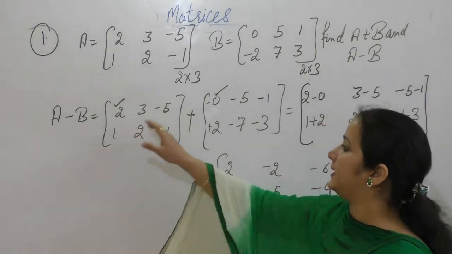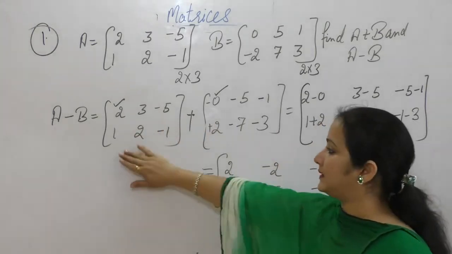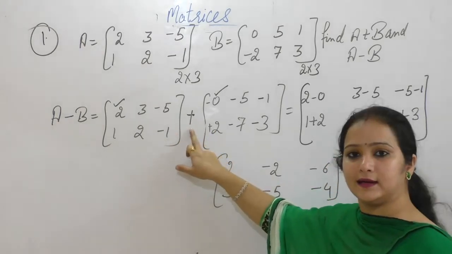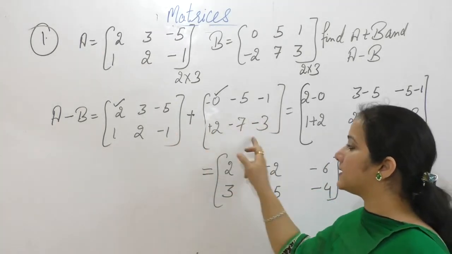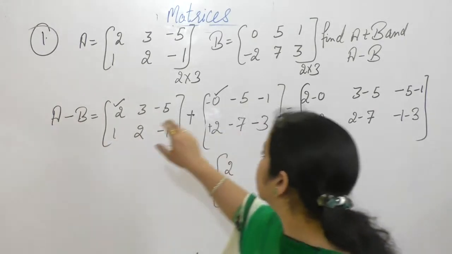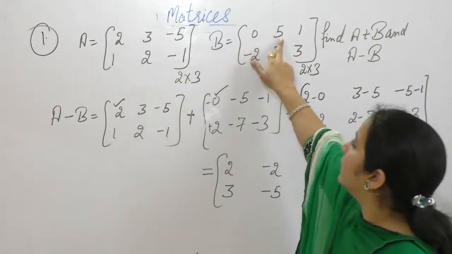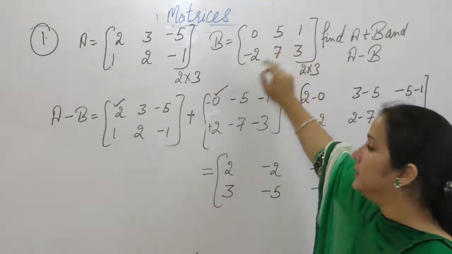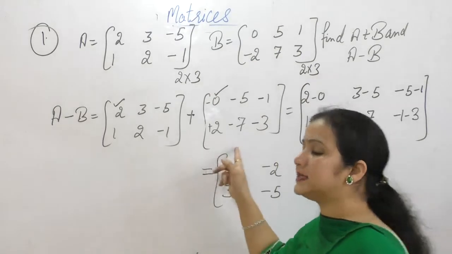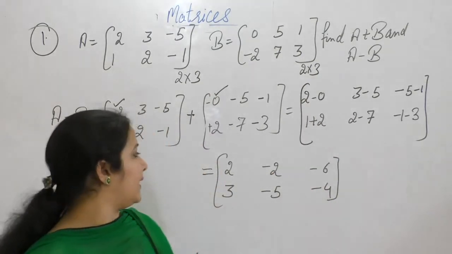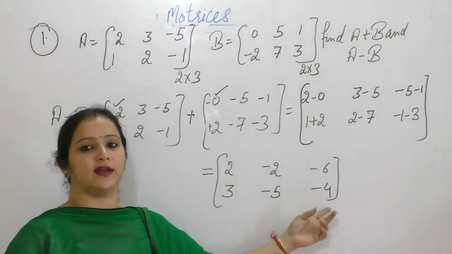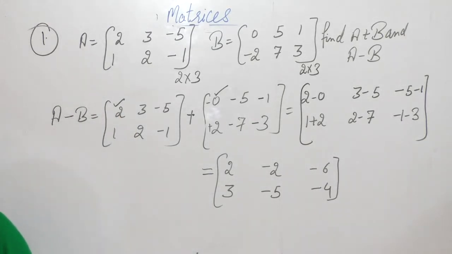A minus B, so A matrix minus B. If we write the plus sign here, then change the signs of the corresponding elements of B matrix. So it becomes minus 0, minus 5, minus 1, plus 2, minus 7, minus 3. Now add these two matrices and what we get? 2, minus 2, minus 6, 3, minus 5, and minus 4. Note it down.